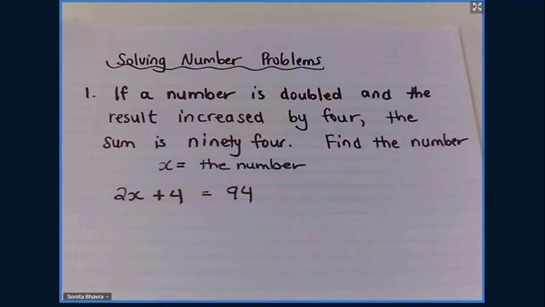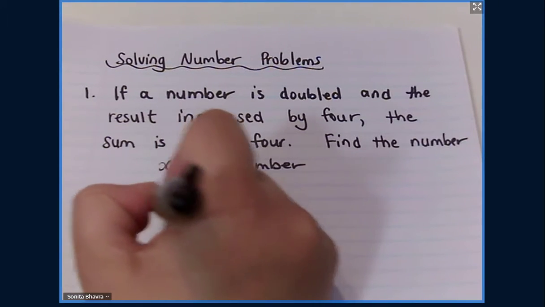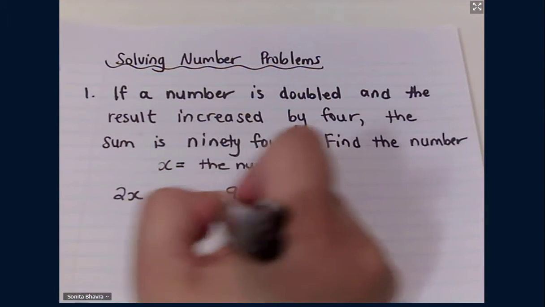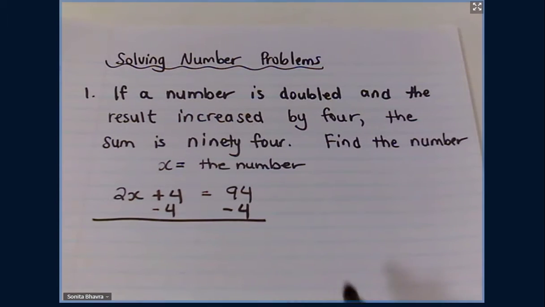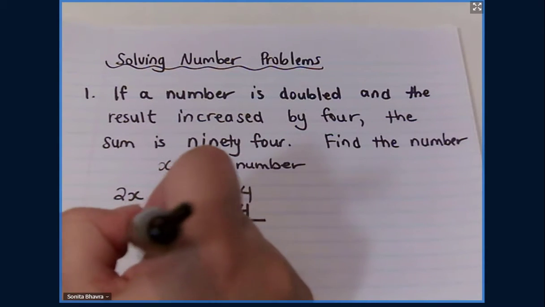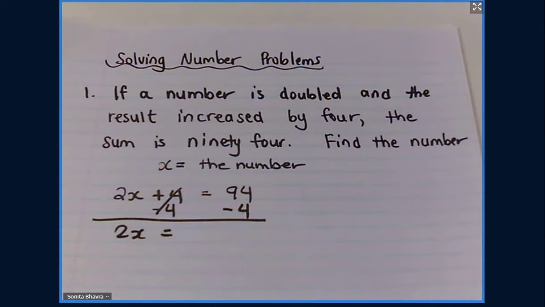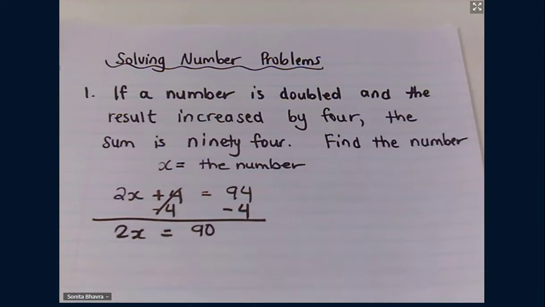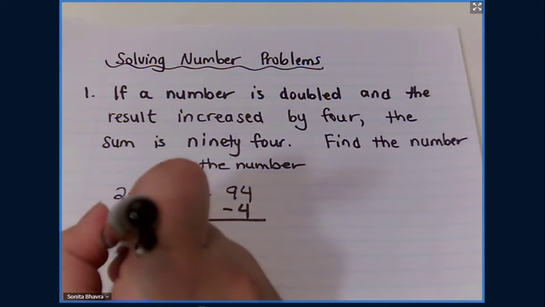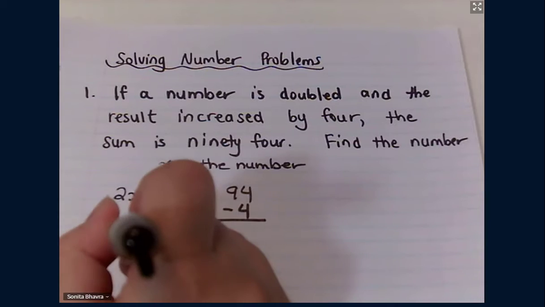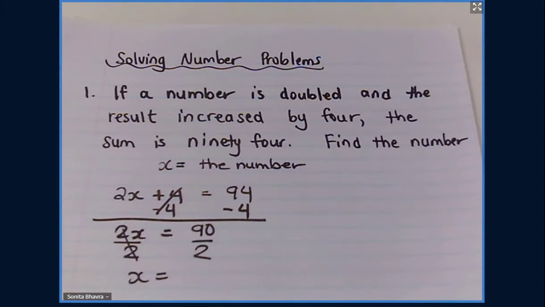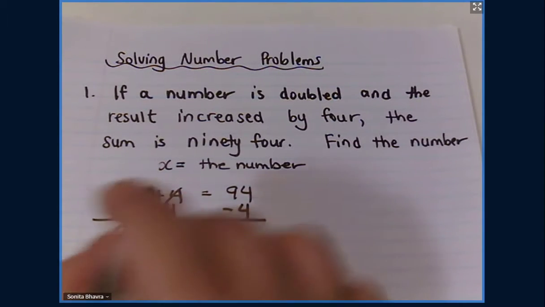So now we just have to solve. This is just a type 2 equation. So the first thing we're going to do is subtract 4 on both sides. And that leaves me with 2x is equal to 90. And then divide by 2 on both sides. And that leaves me with x is equal to 45.